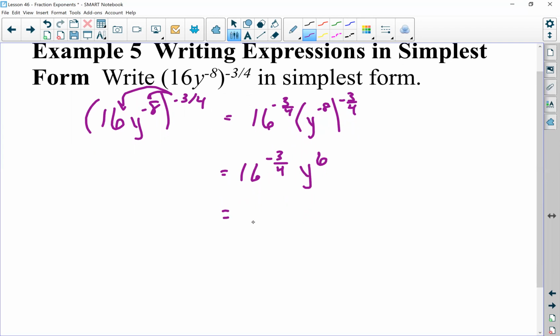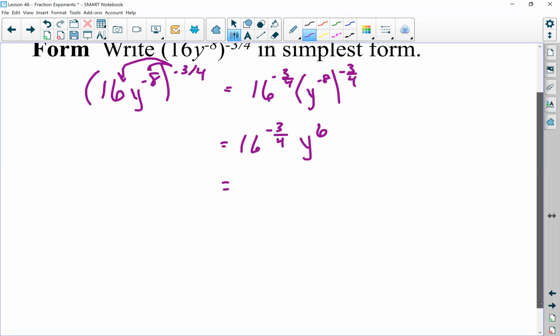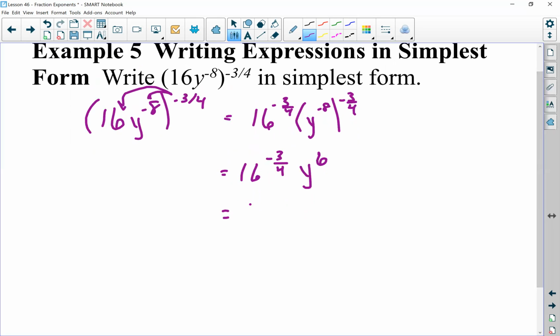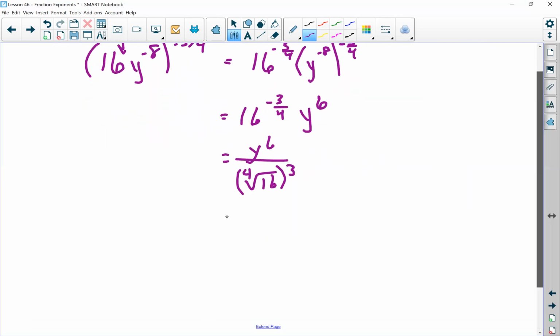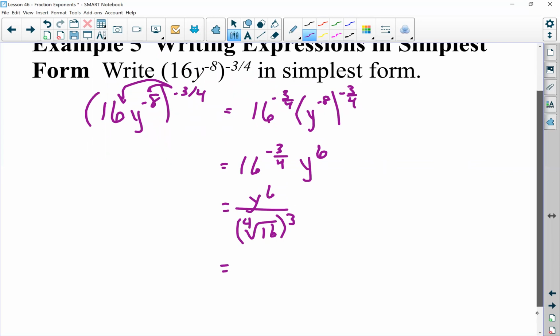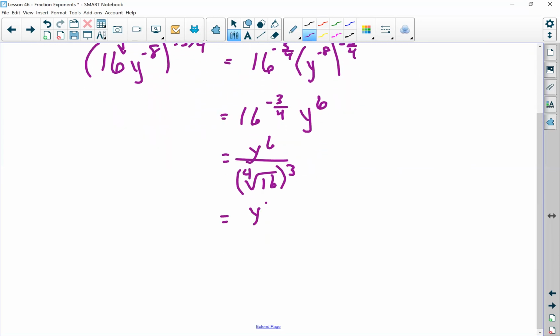Now, if I deal with my negative exponents and my fractional exponent, the y to the 6th is positive, it stays in the numerator. And my 16 to the -3/4 is the 4th root of 16, and that thing is cubed. Y to the 6th. The 4th root of 16 is 2. And if I cube 2, I get 8.